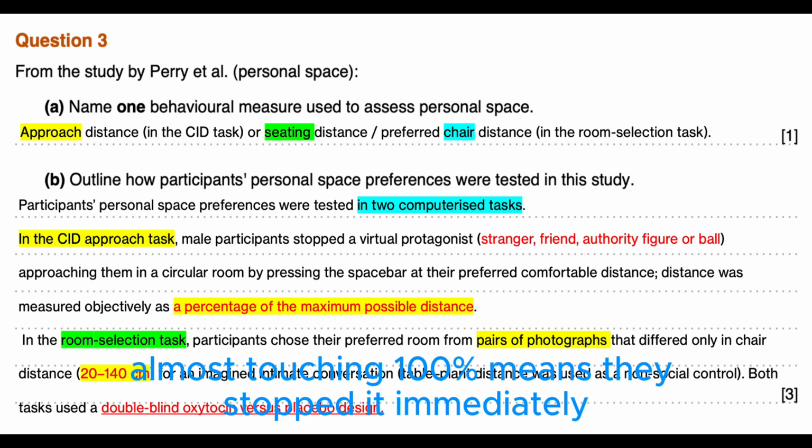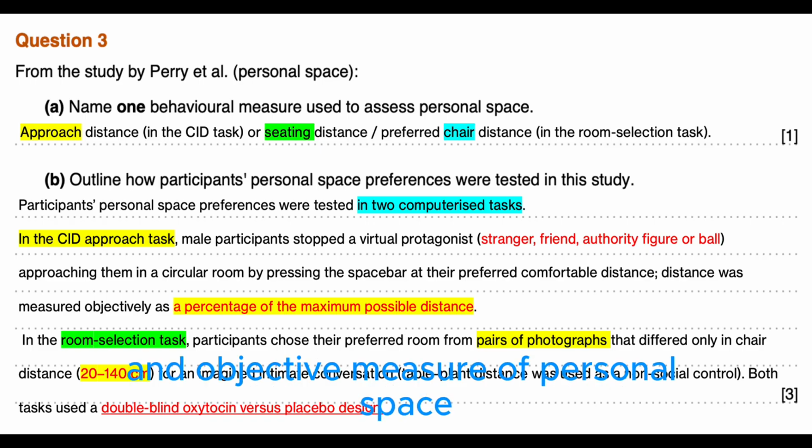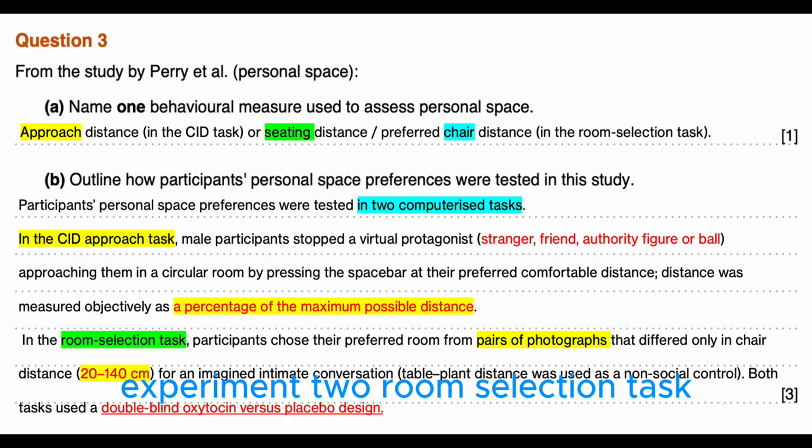100% means they stopped it immediately. So these gave a very precise and objective measure of personal space. Experiment 2. Room selection task.